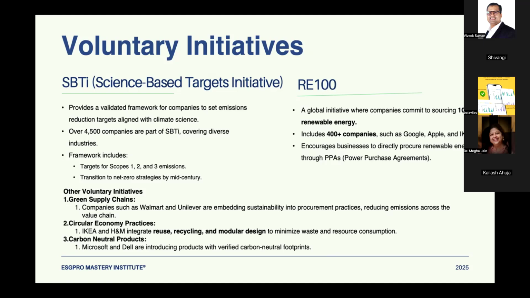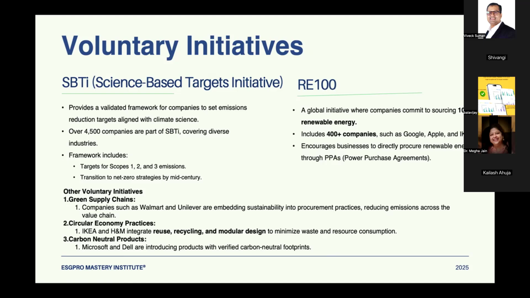They encourage businesses to directly procure renewable energy through power purchase agreements, so you should invest in it. Other voluntary initiatives include green supply chains, like Walmart and Unilever are progressing towards. Circular economy practices are again covered, as we just saw in the IKEA case study. H&M has integrated reuse, recycling, and modular design to minimize waste and resource consumption. And the last but not least is carbon neutral products. Microsoft, Dell, and others are targeting it. Apple has already joined the race. Very soon we will see the iPhone and iWatch as carbon neutral products, which I believe they have already achieved.